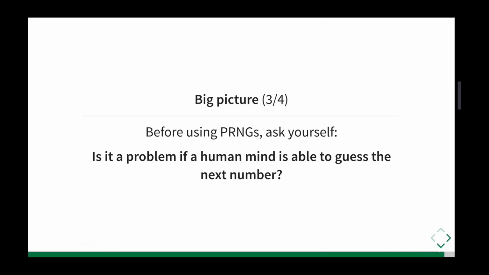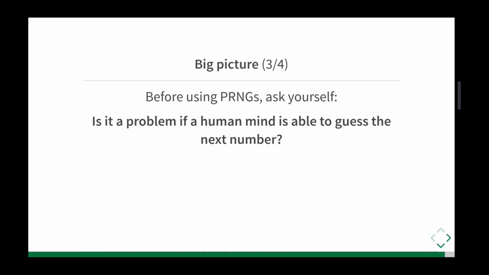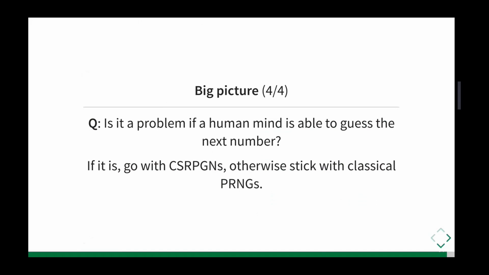If instead it is a problem that a human mind could guess the next number, given certain conditions, you should use cryptographically secure generators. Of course, they do not guarantee this, because then you have to ask yourself how they are implemented, if they have bugs, things of the sort. But in general, as an end user, if you see a protocol that requires generators, which require numbers that should not be guessable, then use cryptographically secure. Otherwise, you stick with classical generators.